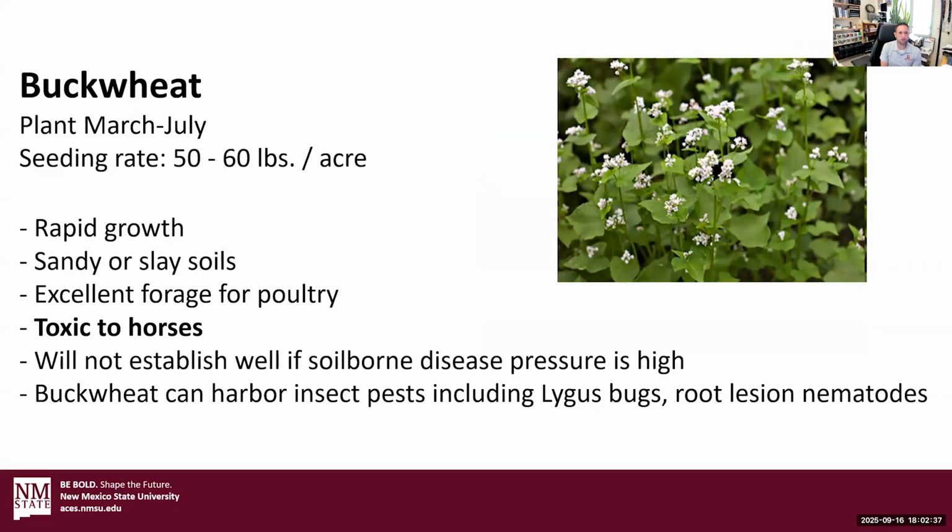The next one is buckwheat, seeding rate between 50 to 60 pounds per acre. This one can grow really quickly, so it establishes fairly quick. Excellent forage for poultry, but this one is toxic to horses. So if you do have horses on your property and your fields, I would suggest not to plant this because it can be fairly toxic to horses.